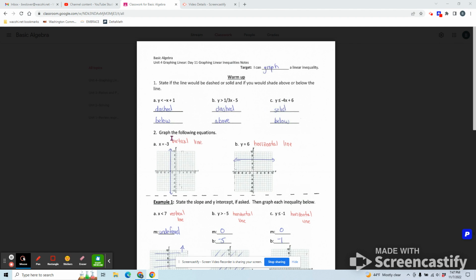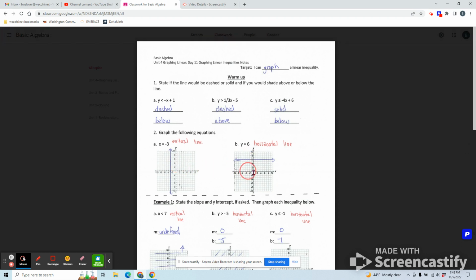Number 2 is asking to graph the following equations. Okay, so very similar to inequalities, but an equation, remember, is different. It does have an equal sign instead of an inequality symbol. So that's the big difference there. But when we talked about this unit, we saw x equals negative 3, so we just have x equals a constant, that means that we have a vertical line. And in this case, it's at negative 3 on the x-axis. And over here, when we have y equals a constant, or just y equals a number, we have a horizontal line. So in this case, it's 6. So I put a point at 6, and I'm going left to right.